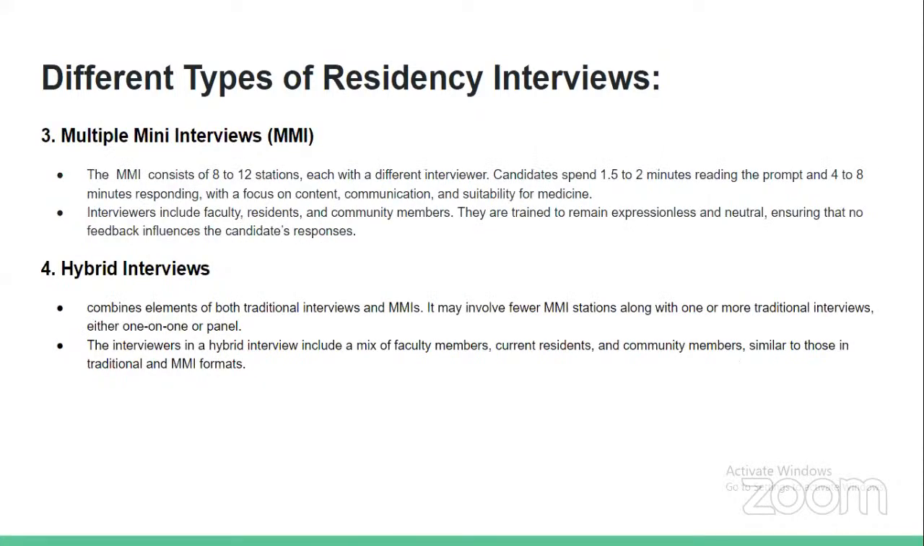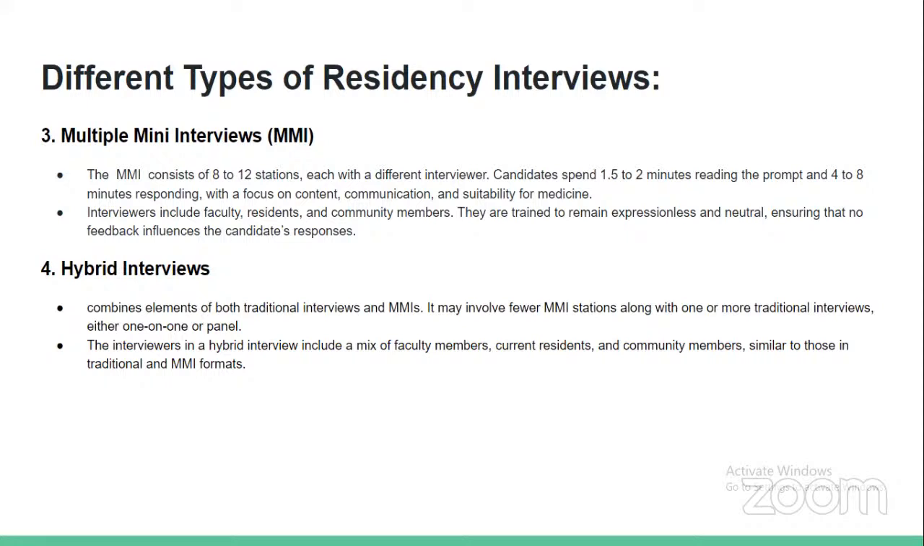The third type is the multiple mini interviews, which consist of 8 to 12 stations, each with a different interviewer. You have about 2 minutes to read a prompt or question, and you have 4 to 8 minutes with each interviewer to respond to the question, and you could also have follow-up questions according to your answer. The interviewers include faculty, residents, and community members as well.